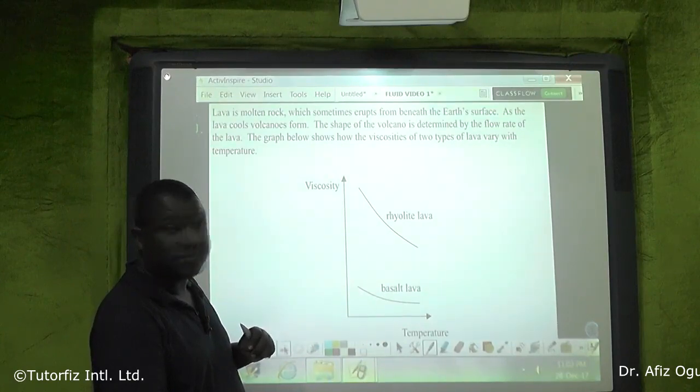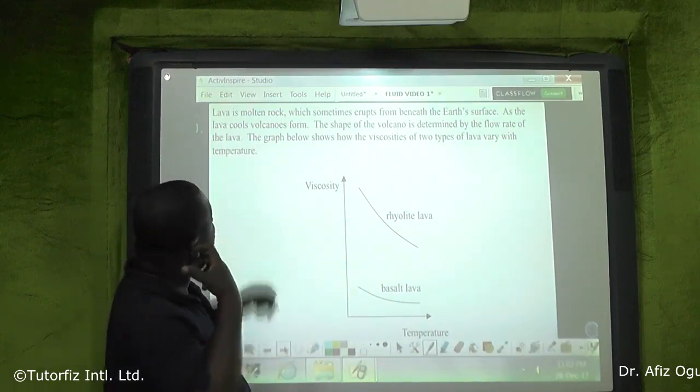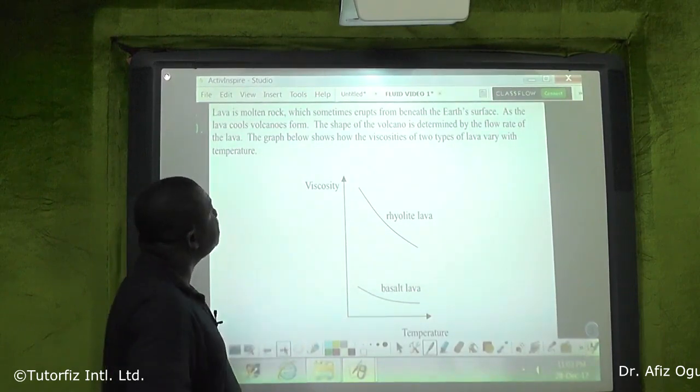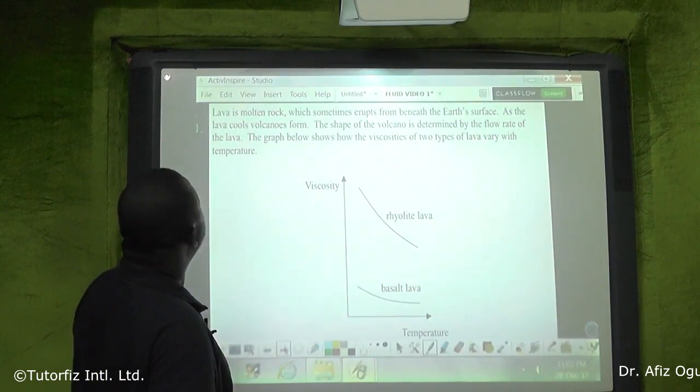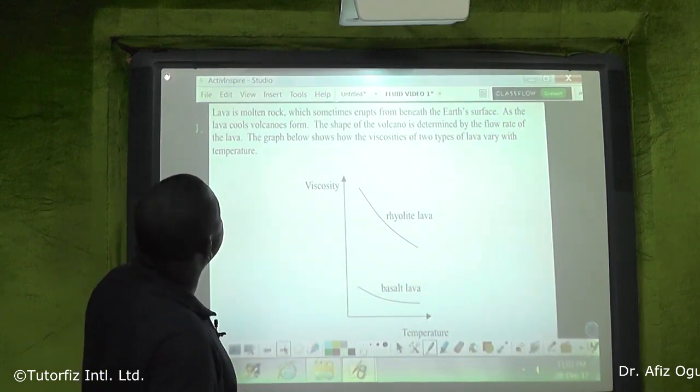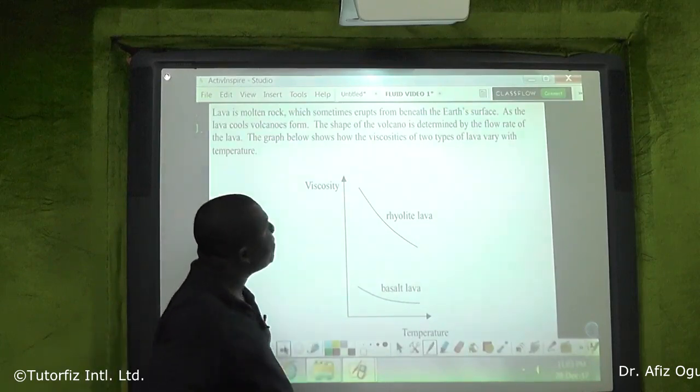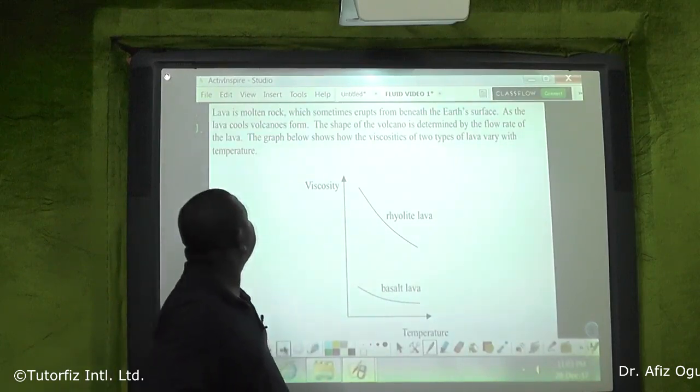It's a serious business. Lava is molten rock, which sometimes erupts from beneath the Earth's surface. Of course, we know this from geography. As the lava cools, a volcano forms. The shape of the volcano is determined by the flow rate of the lava, of course.